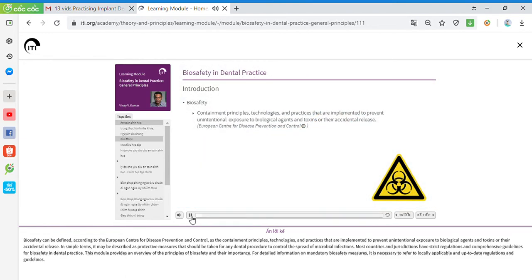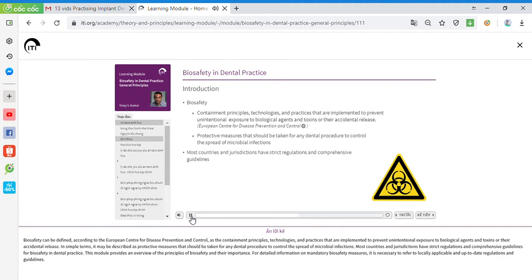Biosafety can be defined, according to the European Centre for Disease Prevention and Control, as the containment principles, technologies, and practices that are implemented to prevent unintentional exposure to biological agents and toxins or their accidental release. In simple terms, it may be described as protective measures that should be taken for any dental procedure to control the spread of microbial infections.